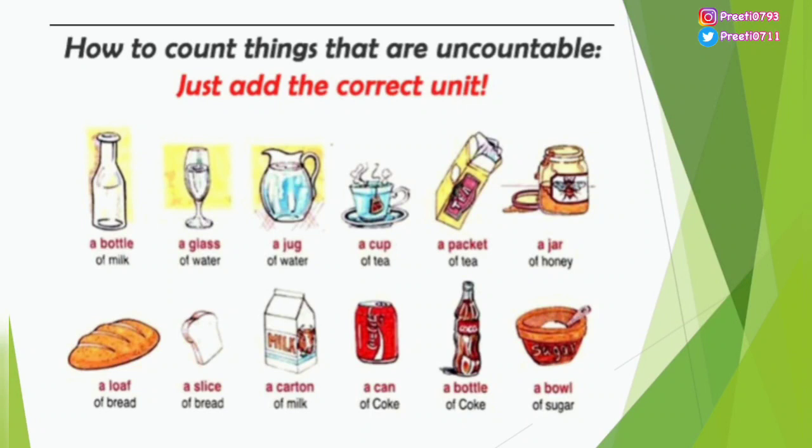Now, after understanding the concept of countable and uncountable, there arises a question in our mind that if these nouns are uncountable, then how to refer to them, how to count these things. The only basic thing we have to do is that we just have to add the correct unit in front of those uncountable nouns. For instance, if we have to count the milk, we will say a bottle of milk. For water, we would say a glass of water, a bucket of water, a jug of water. For tea, we would say a cup of tea. Okay, a packet of tea, then a jar of honey. So all of these are the ways with which we can even count the uncountable nouns as well.